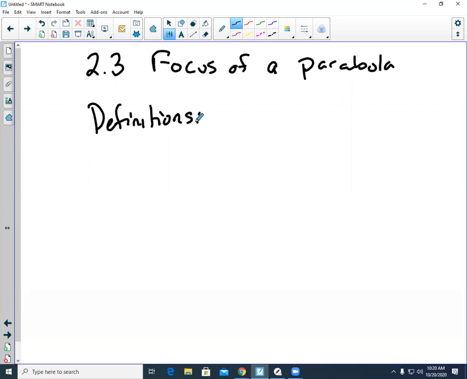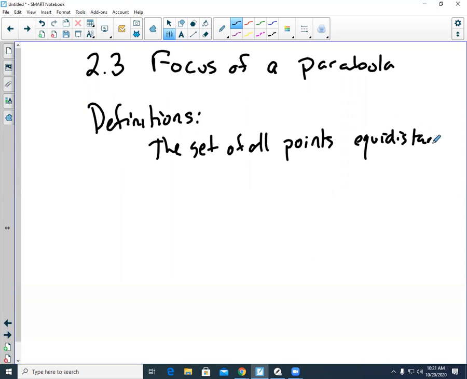But in this sense, it's a little bit different, because it is the set of all points equidistant from the focus and directrix. Now that's two words that we don't know. We don't know what a focus is and we don't know what a directrix is. Since we don't know what either of those two things are, we kind of need to talk about them and figure out more about them so that we can use them in the future, okay?